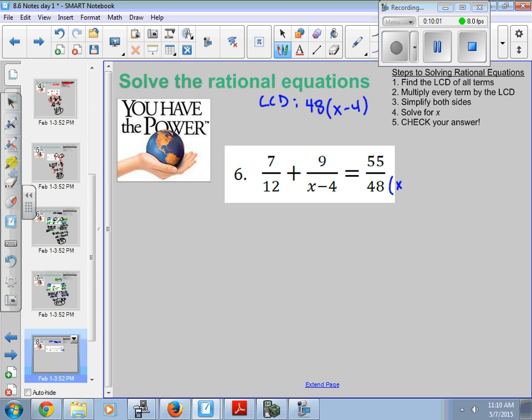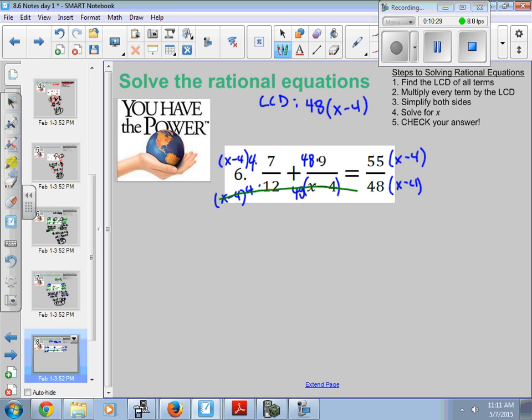This one's going to need the x minus 4. Same with the top. Here we're going to need 48. And then the first one, we got to make that number get to 48, so we're going to have to multiply by a 4. And also it looks like we're going to need the x minus 4 for that one as well. So now go through and do all that multiplying again.